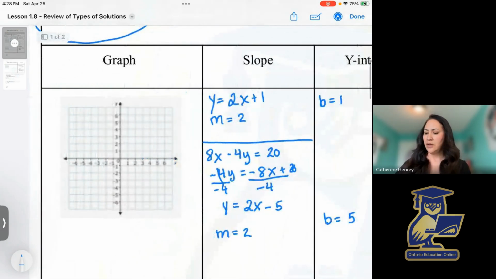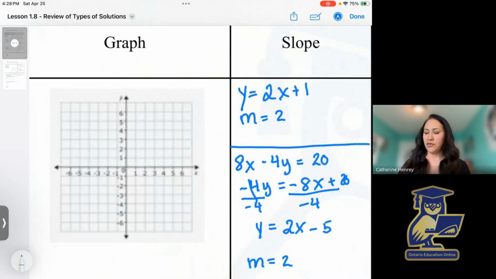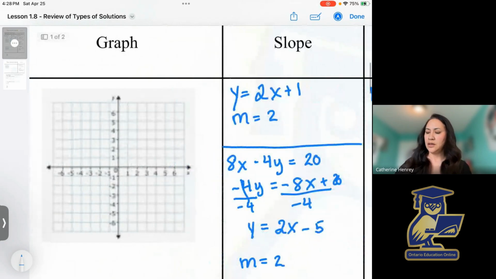So I'm going to zoom my graph in as much as I can here. And for the first one, my y-intercept is 1. So I'm going to put a point here at 1. And my slope is 2. So I start from my y-intercept and I go up 2 and over 1. I'll do it a couple of times so I get a couple of points. And then do my best here to draw a straight line between them.